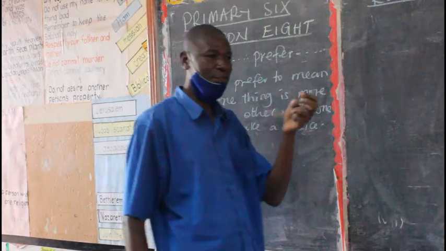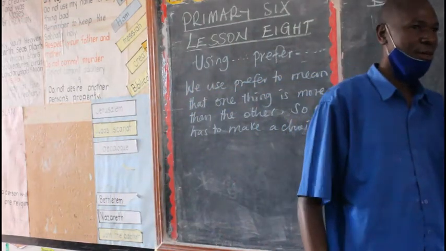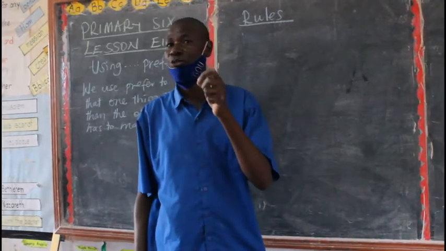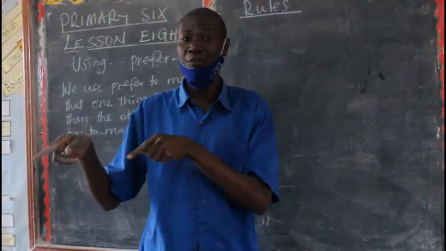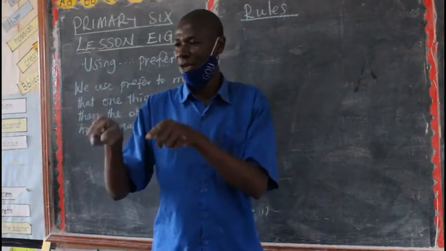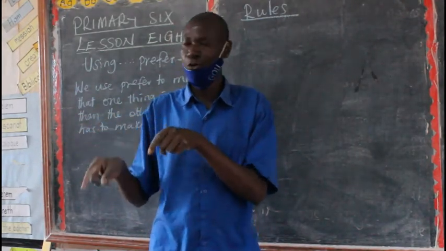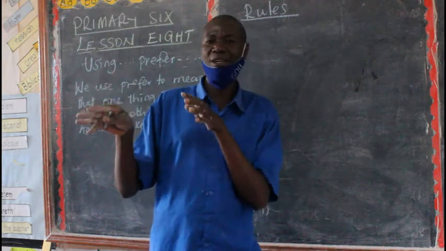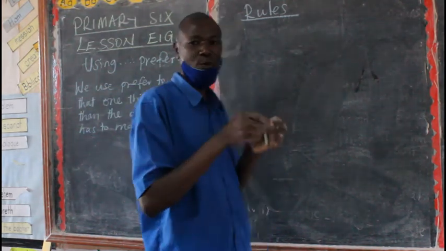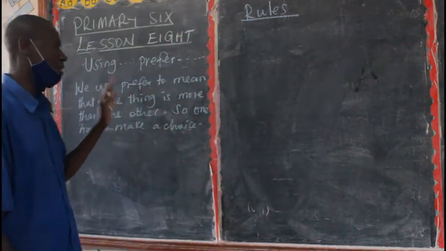If they give you something or two things, that means of the two things, there must be one that you should prefer or that you should choose. But not both, because they will give you a condition that A and B, choose one. So you have to look at the two and make a decision. Which one am I supposed to choose? That is when we shall be using the word prefer.